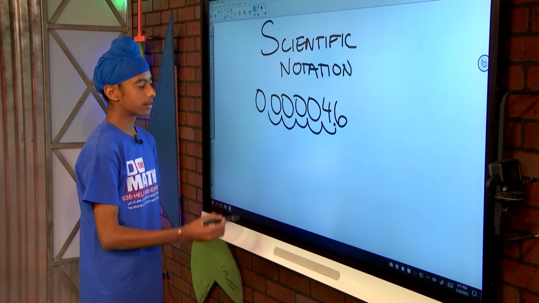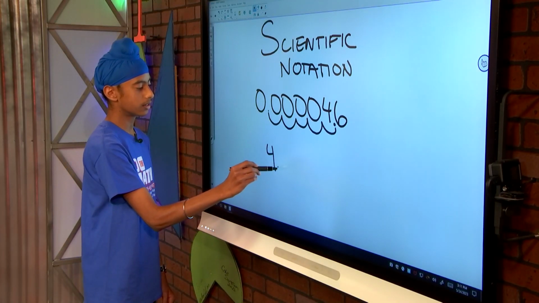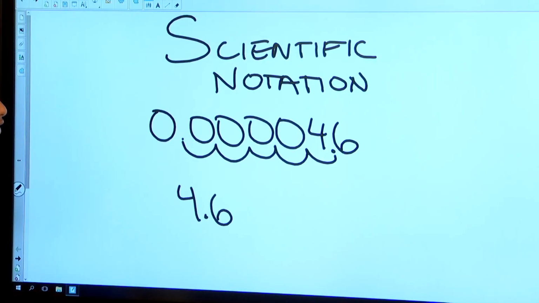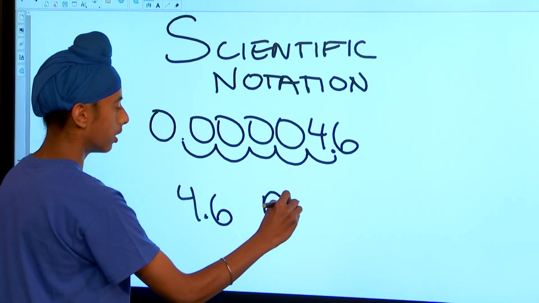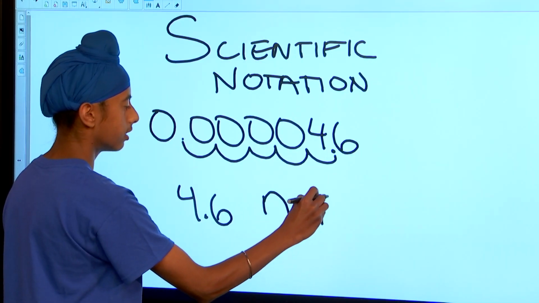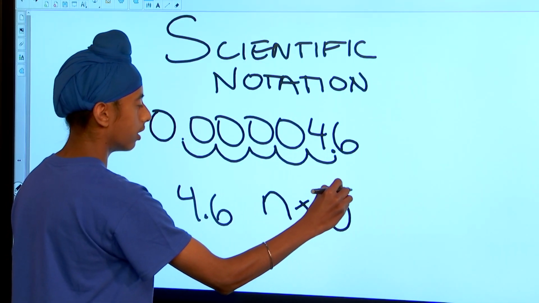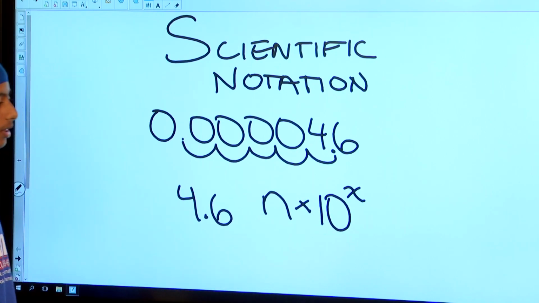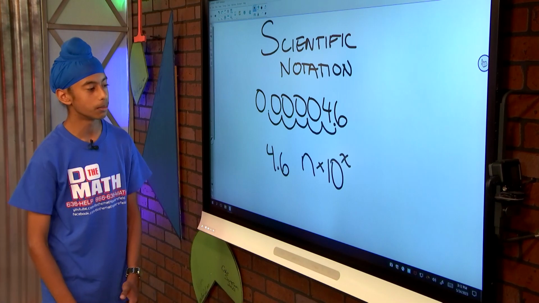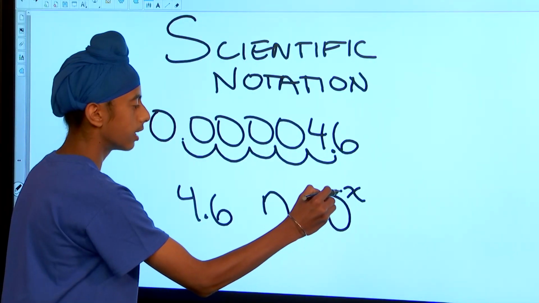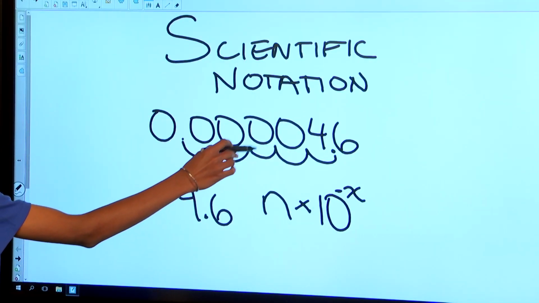Now we got the number for our scientific notation. Scientific notation should always be written in this format. The number multiplied by 10 to the power of blank, or x for this. When writing scientific notation for very small numbers, the exponent should always be negative, since you move the decimal to the right.